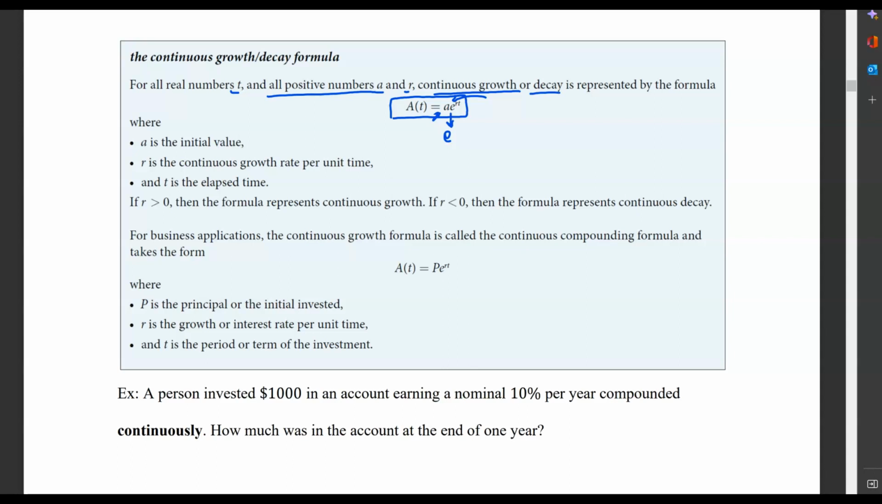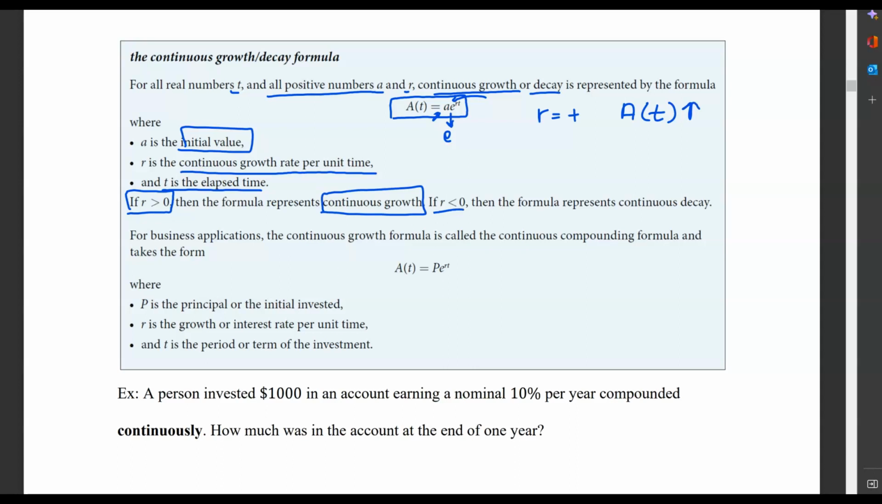So A is an initial value. r is the continuous growth rate per unit of time. t is the time that's elapsed. So if r is greater than 0, the formula represents a continuous growth, which makes sense. If r is positive, then we have growth, so our entire A of t is going to be increasing. But if r is negative, then our A of t is going to be decreasing. So it's going to be a continuous decay.